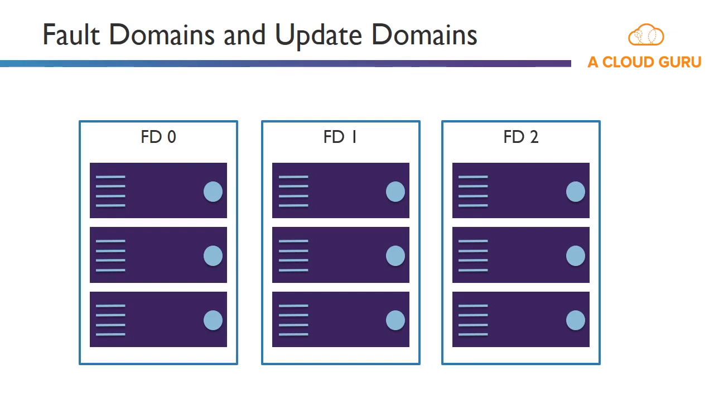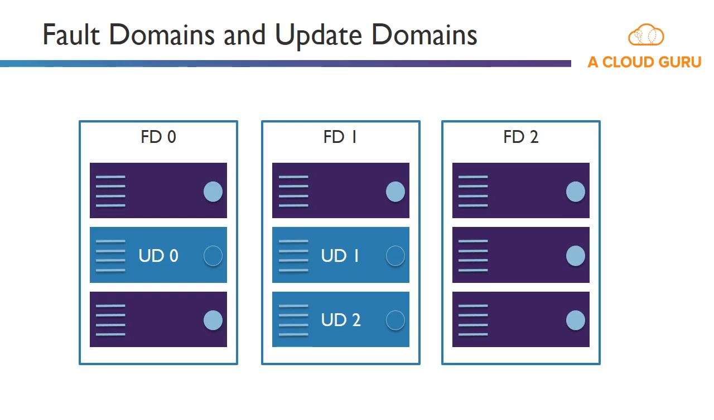In addition, we have update domains. So think of these a little bit differently. Microsoft has to patch a whole series of hosts, but they will do them sequentially, and they won't patch the same update domains at the same time. Now, they allow you up to 20 update domains, so your virtual machines will be spread out amongst those update domains in your availability set.